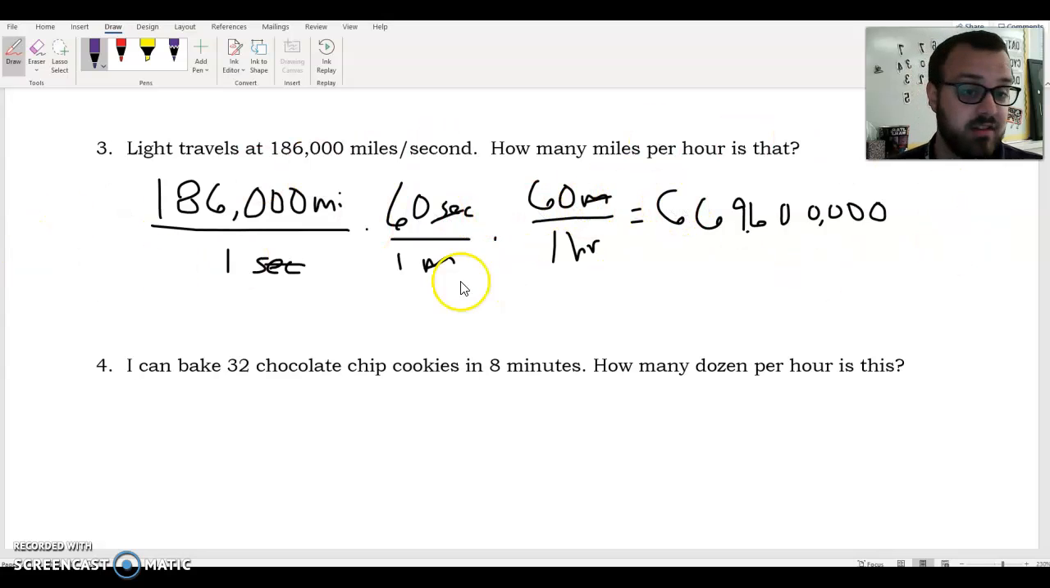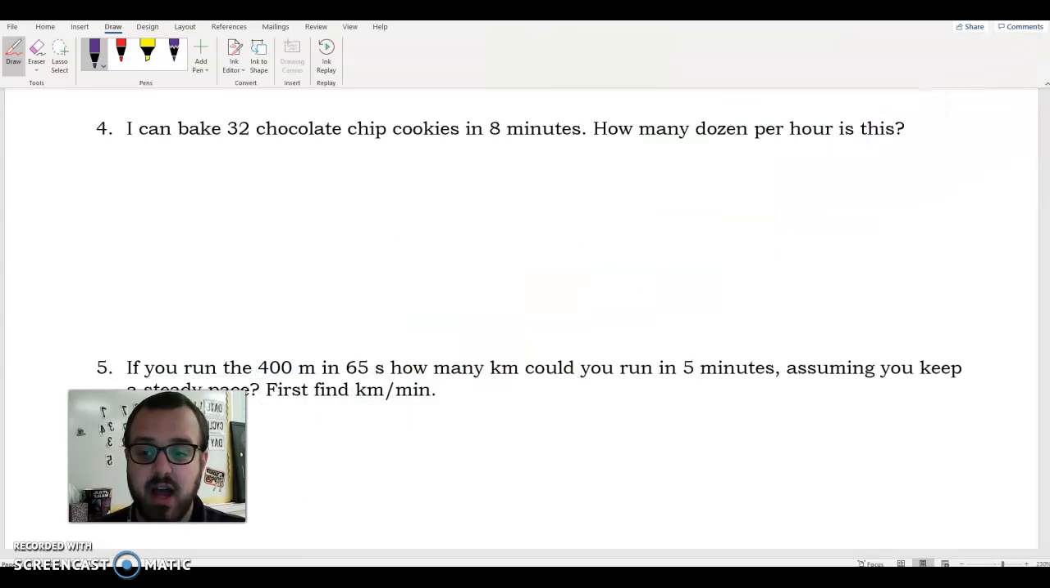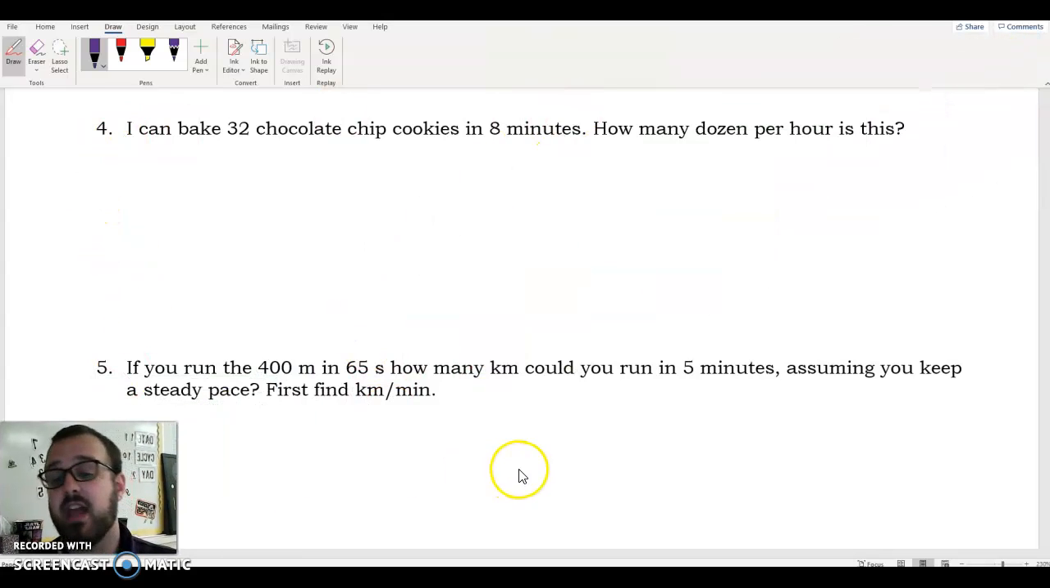All right, so there's a couple examples for you guys. I want you all to go ahead and pause this video, and I want you to try these two, 4 and 5, okay? We're baking cookies in minutes. I want to know dozens per hour. And then we have meters per seconds, and I want you to turn that into kilometers per minute. Go ahead and try these two, and we'll meet back together and make sure we're all on the same page.